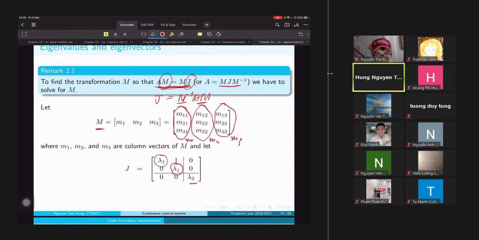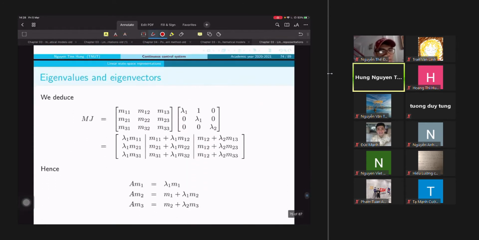First we calculate MZ. How does it look like? We have M like this. MZ is this multiplied by this, so we got 3 by 3 and also a 3 by 3 matrix. In the first column, this corresponds to the vector number 1, here is vector number 2, and this is vector number 3. So you can see that this is the eigen, corresponding to eigenvector number 1, eigenvector number 2, eigenvector number 3.